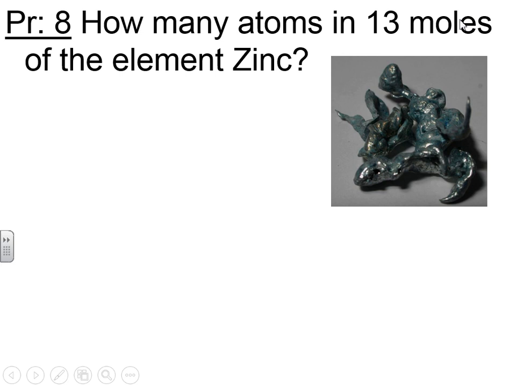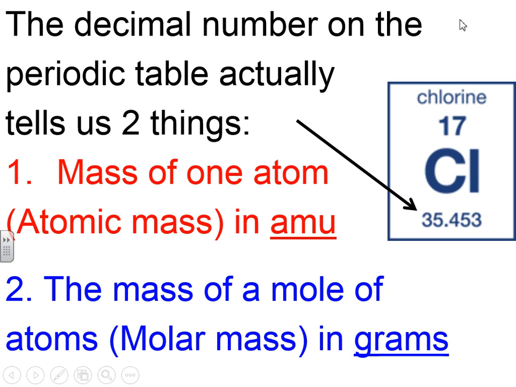Now let's talk about what else the mole represents. The decimal number on the periodic table actually tells us two things. Remember, the decimal number is the mass. It's this number right here. And it tells us the mass of one atom, called the atomic mass. So chlorine, for example, has a mass of 35.453 AMU, atomic mass units, sometimes also called just U.